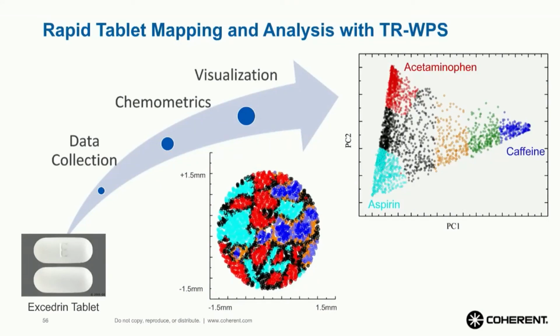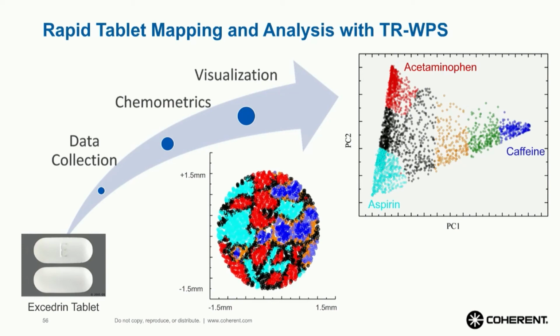Similarly, it's not limited to just well plates. For high throughput screening, you can actually do mapping with the well plate system as well. In this case, with an Eccentric Tablet, you can load this in with a collection plate, do your standard data collection, chemometric analysis, and then visualize the output.